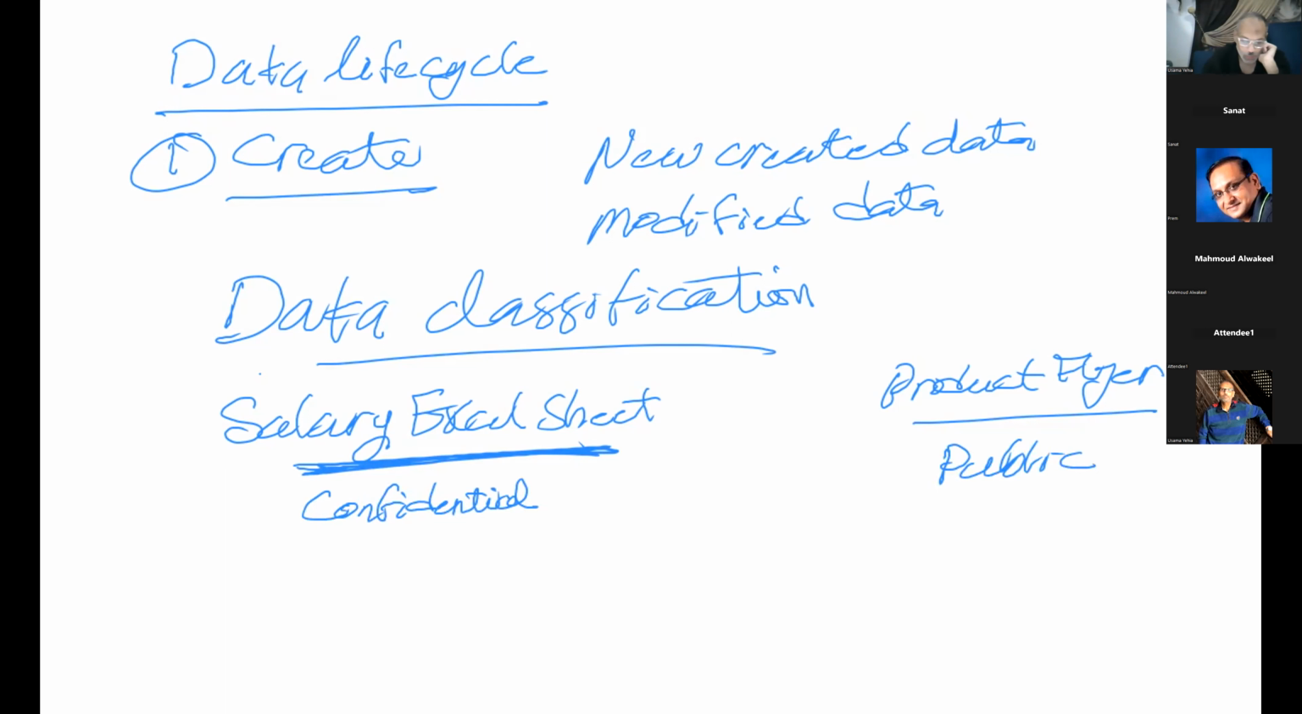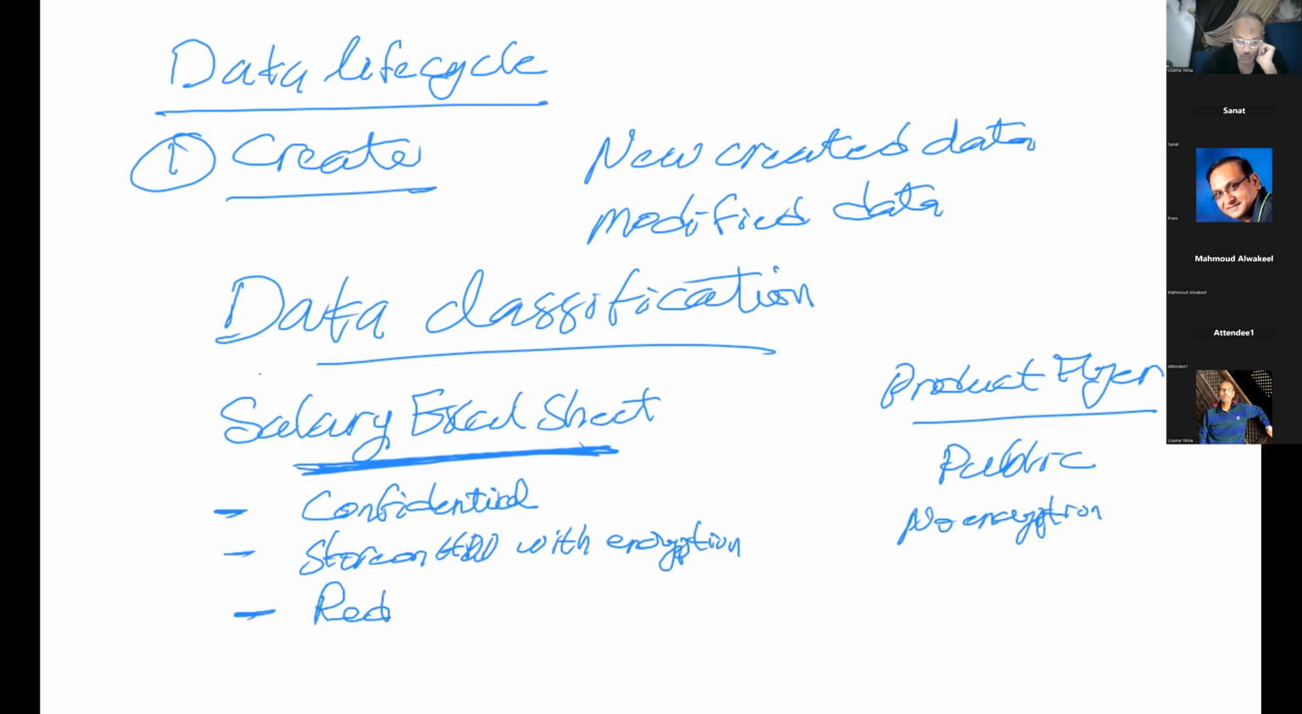Since this one is confidential, I may need to store it on hard disk with encryption. But here, no encryption; I will leave it as is, no changes at all. Also, this is very important, I may need redundancy and a backup for it. Here, no backup, I don't care. If I lose it, it's okay. The business will not be affected.